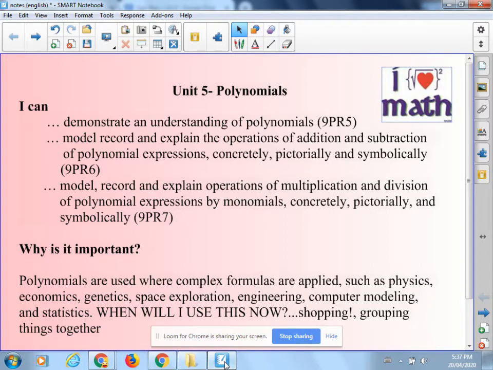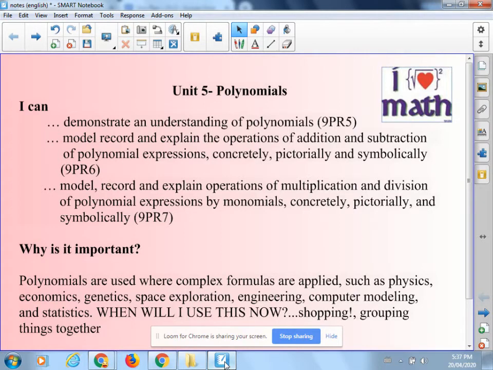Today we're going to be beginning our next unit, which is chapter 5, polynomials. So I'm going to do kind of like the background information that you need before we get to 5.1. So, I can statements: what you need to be able to do at the end of this. You should be able to demonstrate an understanding of polynomials, so what that is.